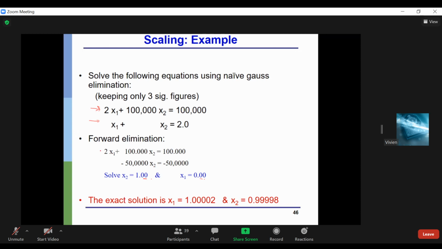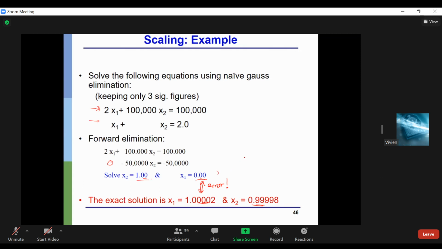Now here we do forward elimination so that we make 0 here. So that we can calculate the value of x2 is 1 and x1 is 0. Now the actual solution, the exact solution, is x1 is close to 1, while x2 is close to 1 as well, 0.99. So you can see here that the error is very large.